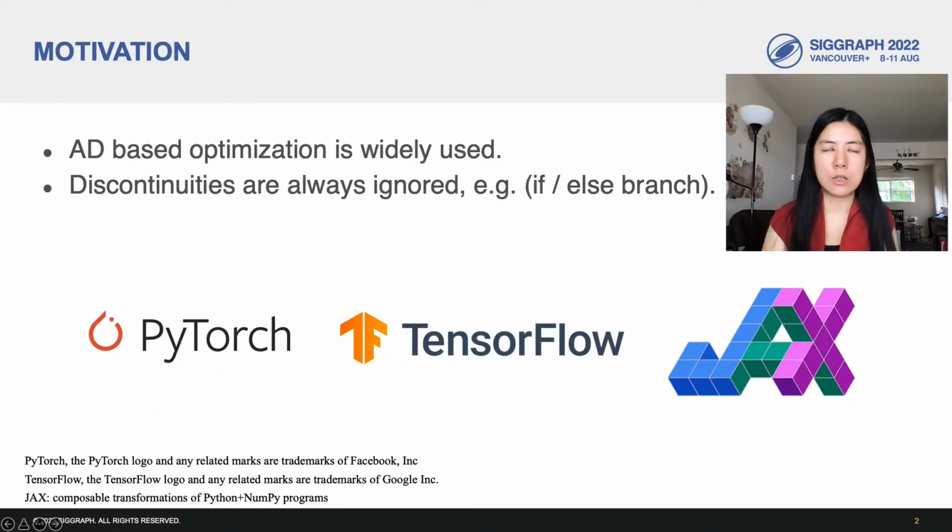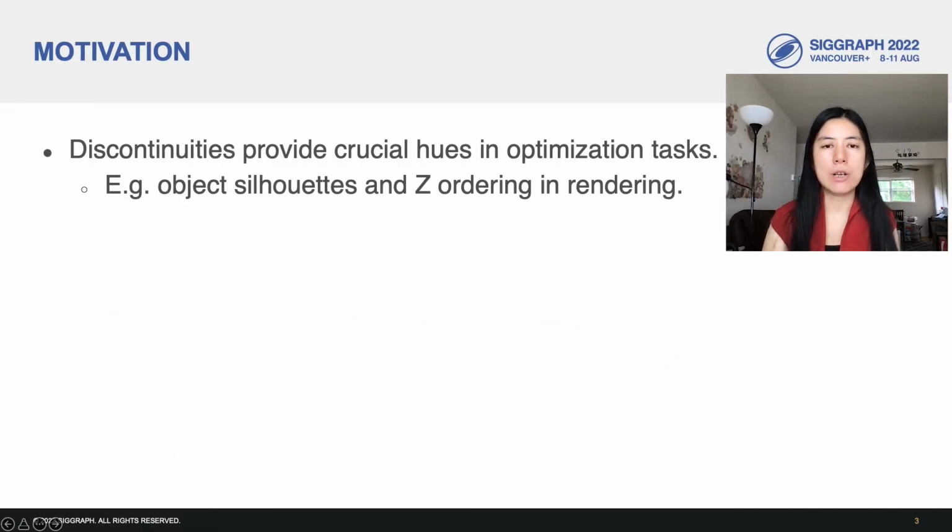Over the last decade, automatic differentiation, or AD, has greatly impacted optimization-based applications like deep learning and inverse rendering. Programmers can conveniently acquire gradients to their forward programs using frameworks such as TensorFlow, PyTorch, or JAX. These AD methods ignore program discontinuities, such as the if-else branching, and instead treat them as continuous. However, many programs, such as the shader renderings our application focuses on, intrinsically rely on discontinuities.